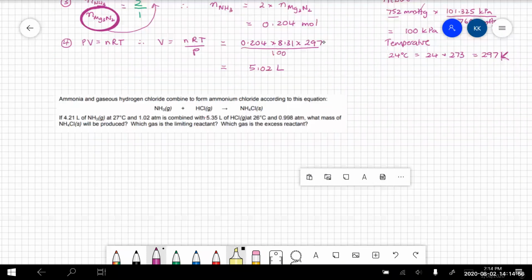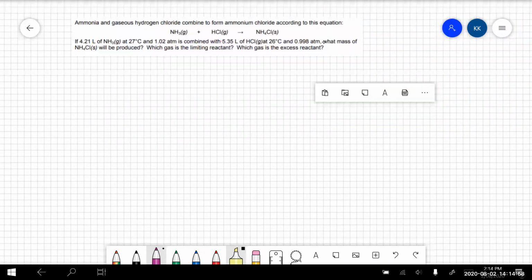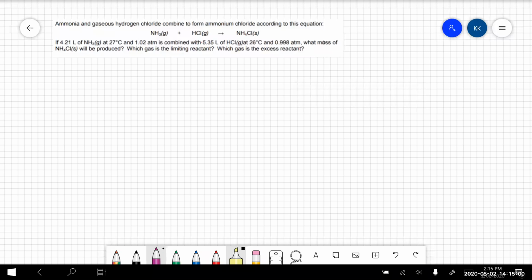Let's get nasty. All right. Ammonia and hydrogen chloride combine to form ammonium chloride according to this equation.